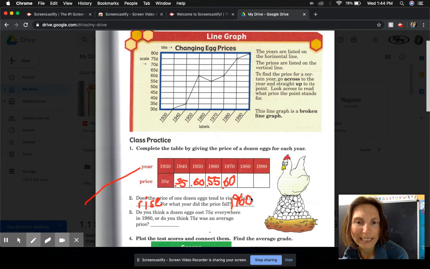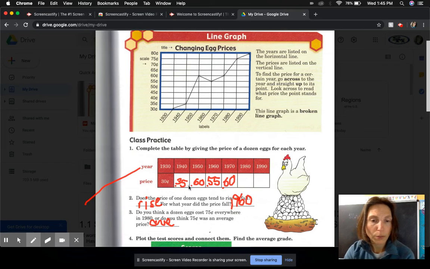1960. Do you think a dozen eggs cost 75 cents everywhere in 1980, or do you think 75 cents was an average price? So in 1980, it was 75 cents. I'd say it was the average because the price can go up and down through the year, but that was the average. Okay. So now look at number 4.